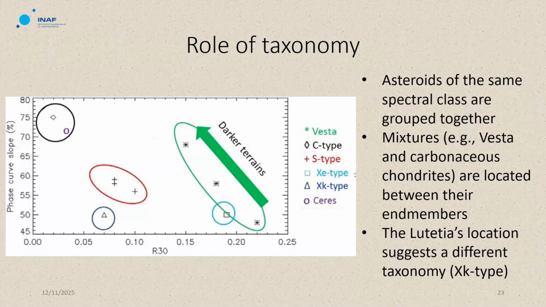Another exception is the Vesta dark regions, because the dark regions of Vesta are mixtures of achondrites, in particular HED, and carbonaceous chondrite, which is the main component of C-type asteroids. So a mixture between the two end members lies quite in the middle between them. So it is something expected, but it is confirmed by this result.